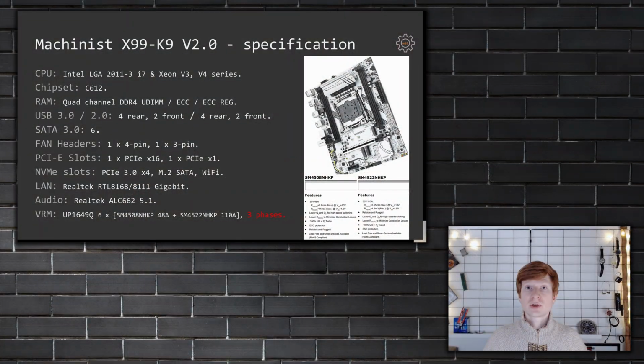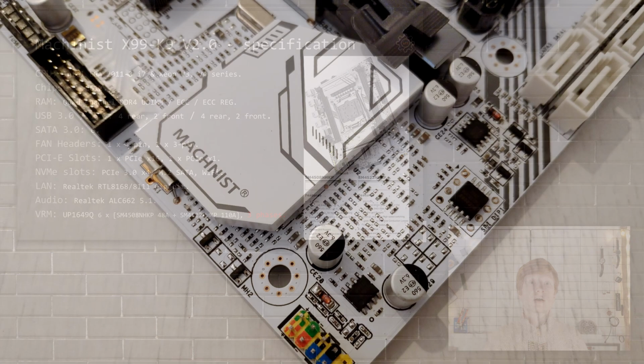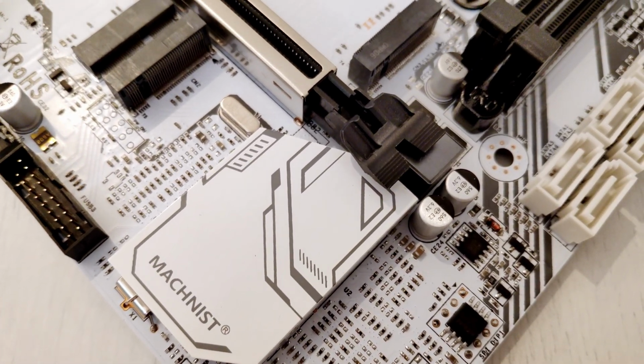That's why the motherboard is usually costing more than the other cheaper alternatives such as Machinist X99 RS9 with a desktop chipset, for example B85. Unfortunately, X99-K9 still uses the same pathetic 3-phase VRM as you can find on X99 RS9 or Huananzhi X99 8MF.